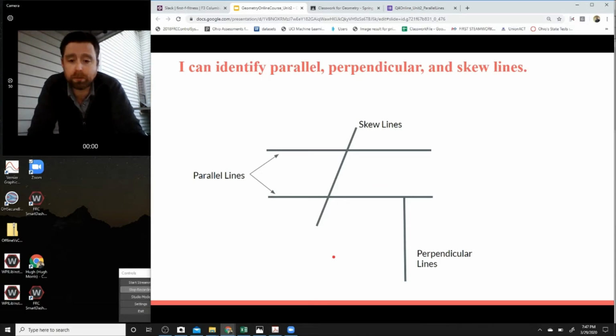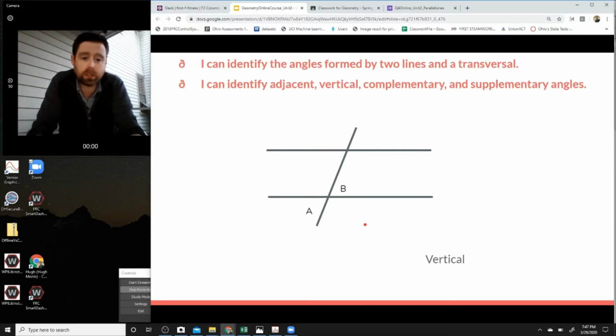We're going to focus a little bit on parallel lines. We're going to focus on the angles that a skew line makes with parallel lines. And what do you need to know? You can identify the angles formed by two lines in a traversal. Traversal, same thing as a skew line. I can identify adjacent, vertical, complementary, and supplementary angles. So we're going to talk about that.